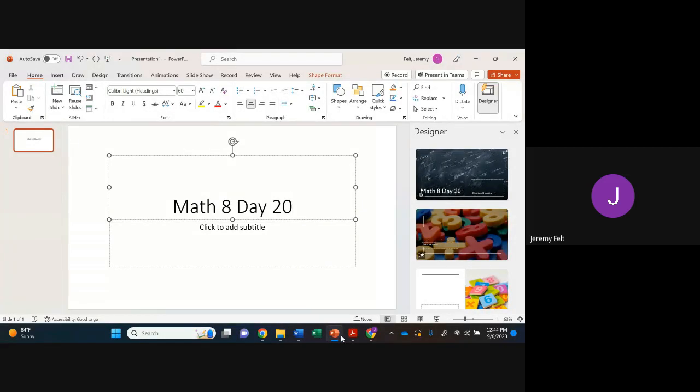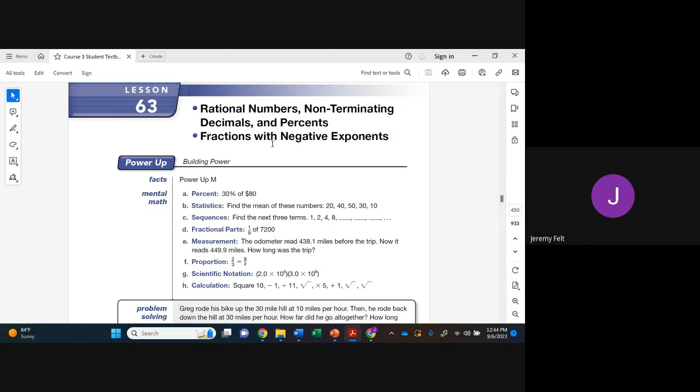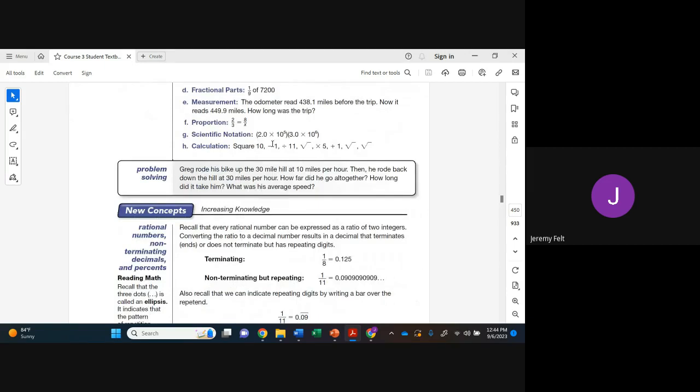Hi guys, welcome. We are looking at day 20 today, and we're just looking at lesson 63. So the concepts that'll be covered today: rational numbers, non-terminating decimals, and percents, fractions with negative exponents. So a lot of concepts we'll be covering.